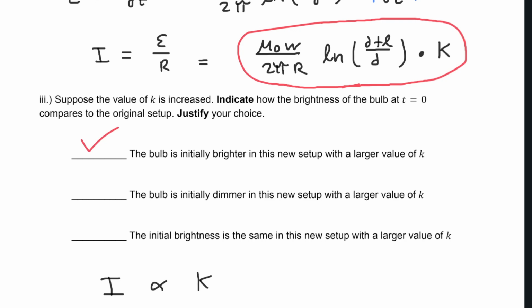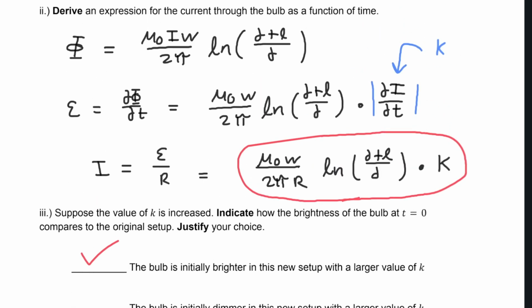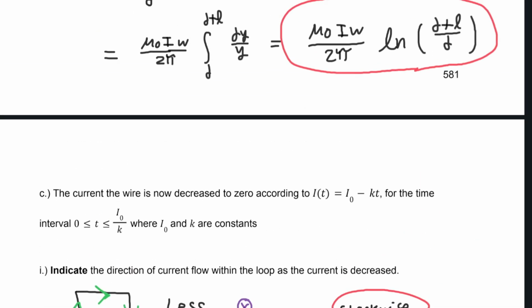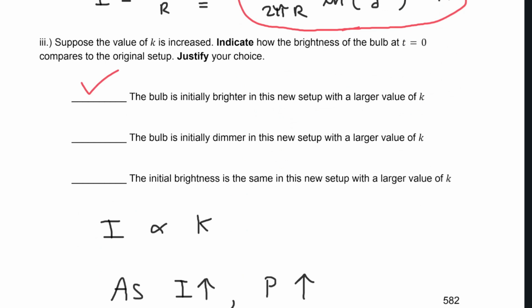An easier way to see it, if you didn't want to go through all this, because I know that I wouldn't want to do all this if I was just asking that conceptual question, is, well, k is the rate at which the current is decreasing. So if you're increasing the rate of current change, then you're increasing the flux change. So you're increasing the EMF and increasing the voltage and current.